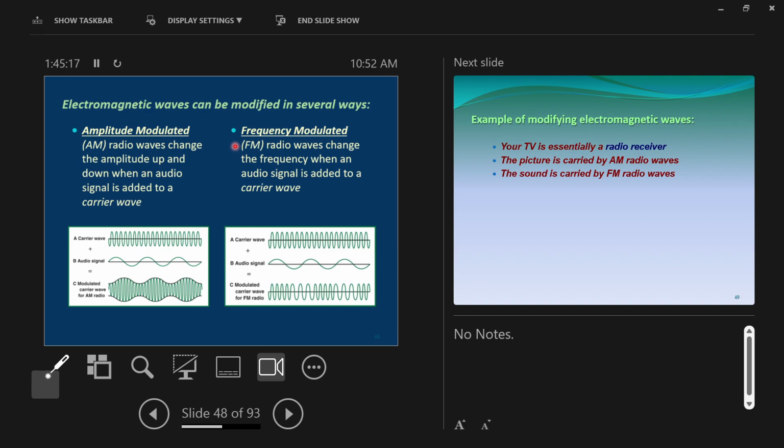FM, frequency modulated waves. You have a carrier wave at one frequency. You have an audio signal that you strap onto it, and instead of the wave changing amplitude, it changes frequency at different points. That frequency change has its own frequency, and that is the frequency of the audio signal. So you can strap an audio signal onto a frequency modulated wave, or onto an amplitude modulated wave, AM or FM, and you can send radio waves with signals in them.